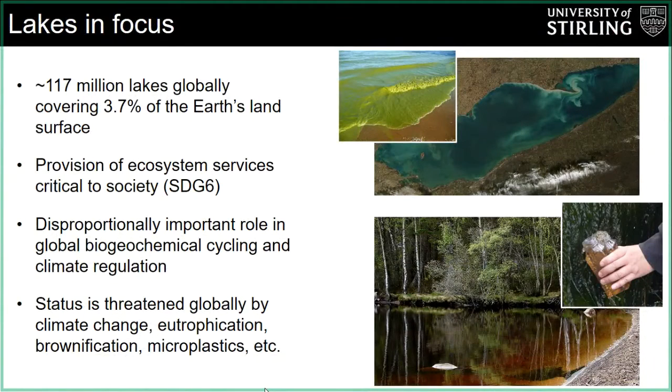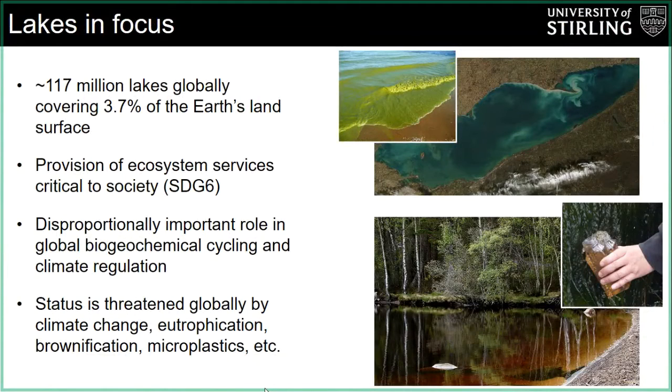be interested in lakes. Well, first of all, there's an awful lot of them, around 117 million lakes on Earth, and that's something we only know because we're able to count them using satellite data. But in spite of their number, those lakes only cover a relatively small proportion of the Earth's surface, a little bit under 4%. But in spite of the fact they don't cover much of the Earth's land surface, they are vital ecosystems. They provide a number of important ecosystem services to society.